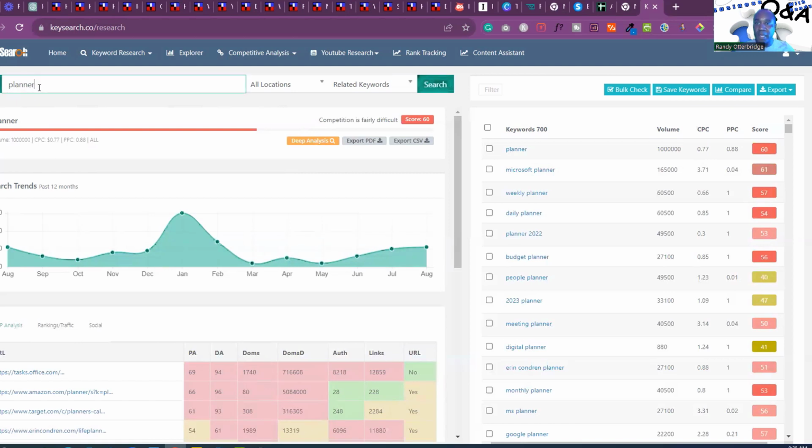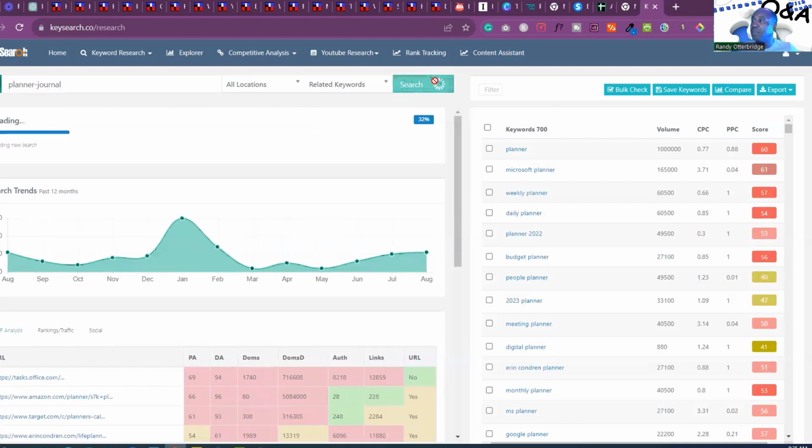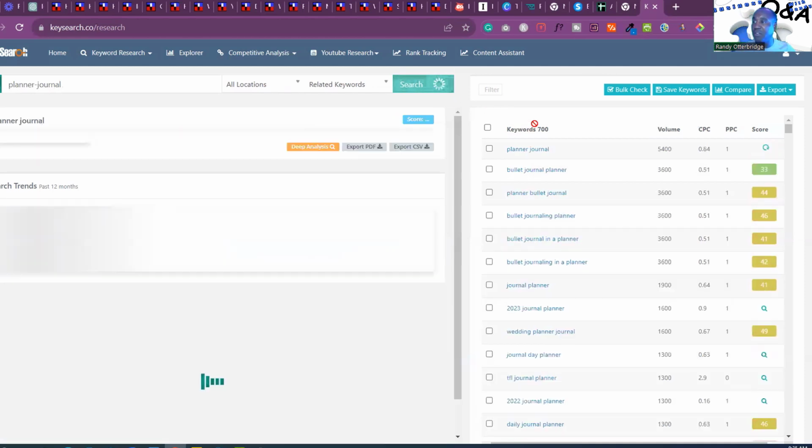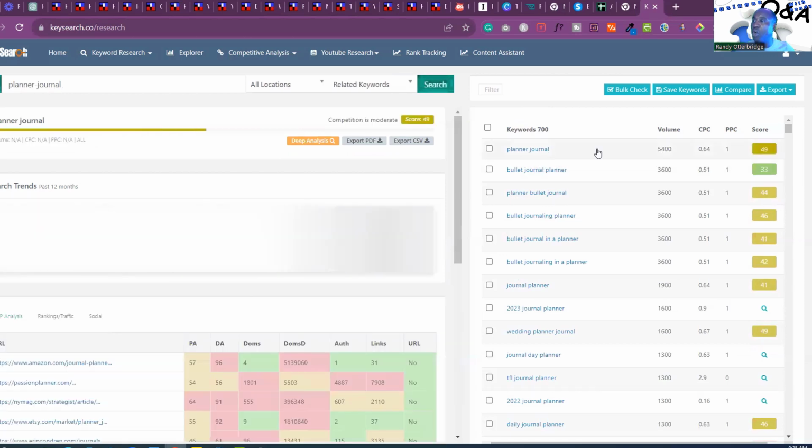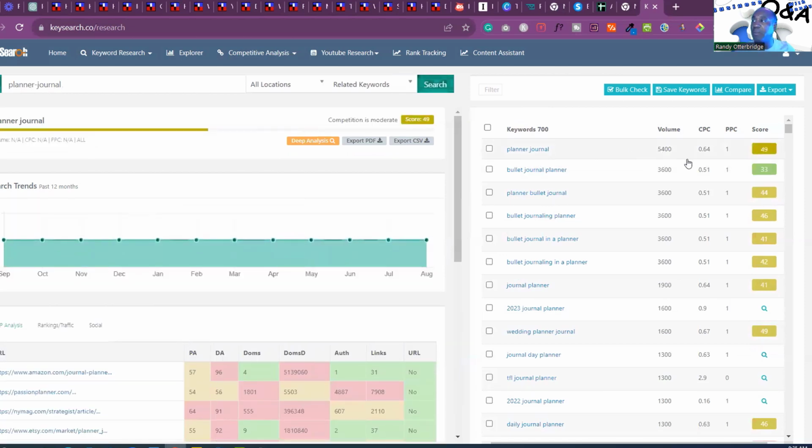So I can do something like journal planner, and then I'm going to go planner journal. Put that in and see what happens. Same concept. We just turned it around to see if it's ranking a little bit differently. Okay, so it pushed this up a little bit. We got planner journal at 5400. We talked a little bit about that, but it's not terribly competitive, and that is a good thing.